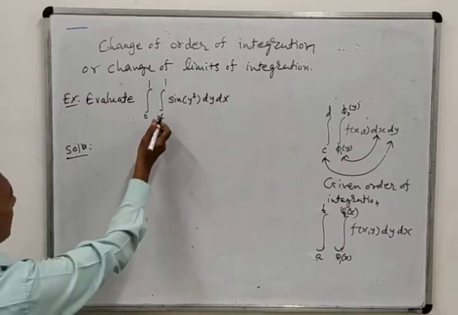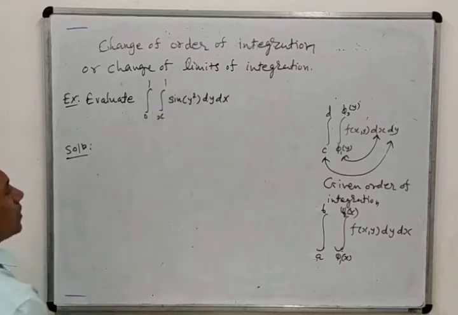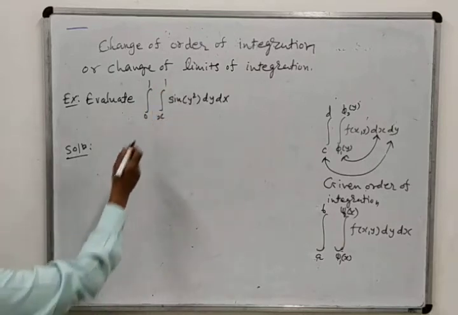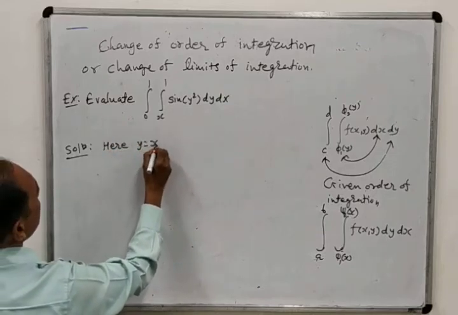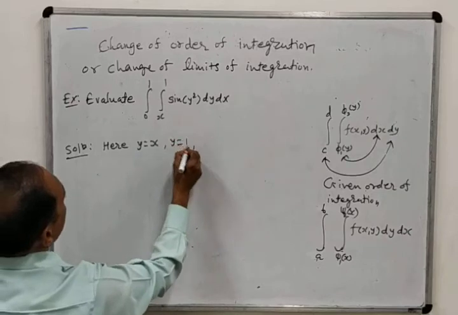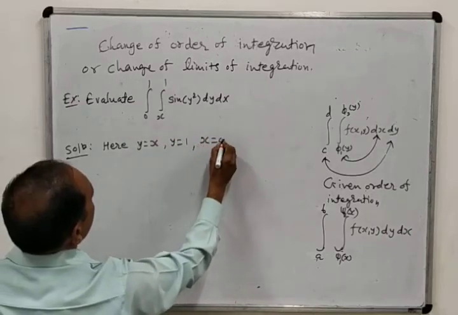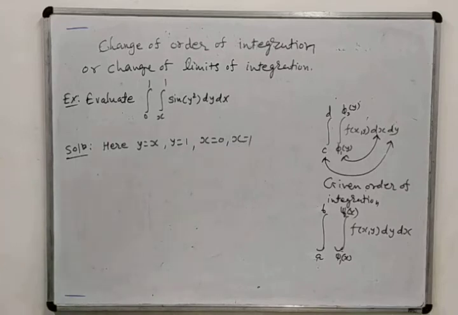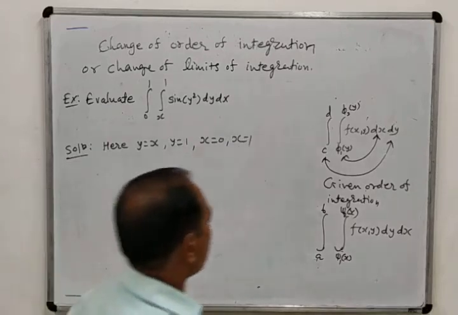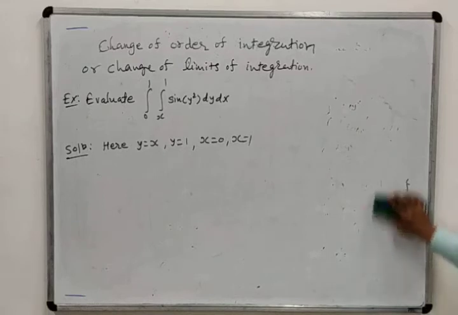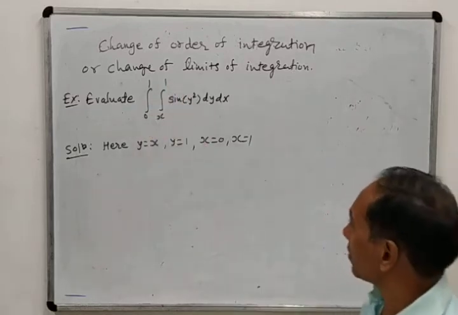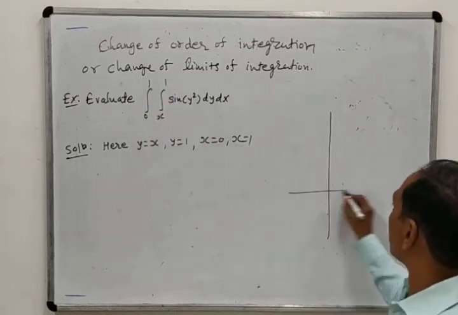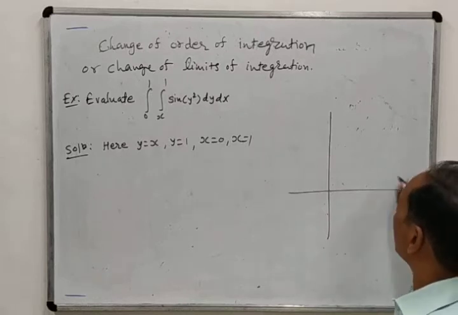So these limits can be determined from the given limits, because these are the values: y equal to x and y equal to 1, and from this one, x equal to 0, x equal to 1. In polar coordinates also we have done this kind of situation. That means when we were converting the Cartesian problem into polar coordinates, we were drawing the figure from the given limits. So here we will require to draw the figure from the limits. The figure is very much important over here.